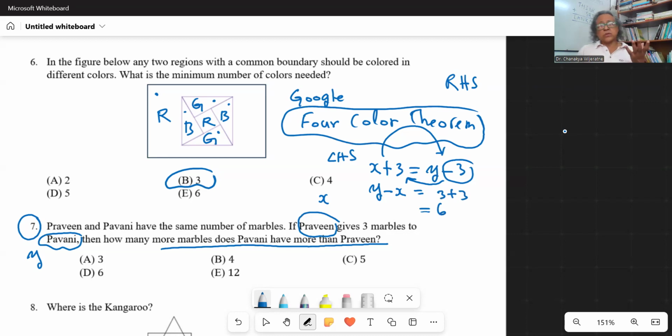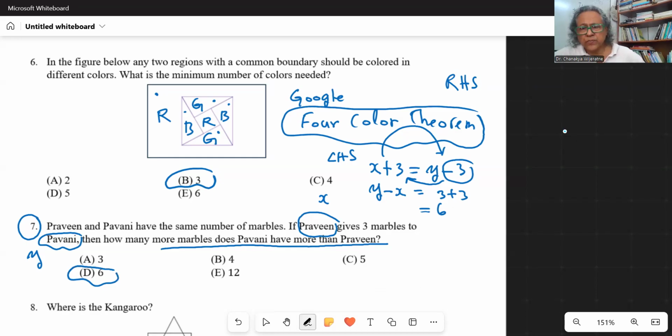So those of you who know how to solve equations, this is actually nothing new. So Pavani has 6 more than Praveen. The answer is 6, right? But you can even solve this without using equations, right?